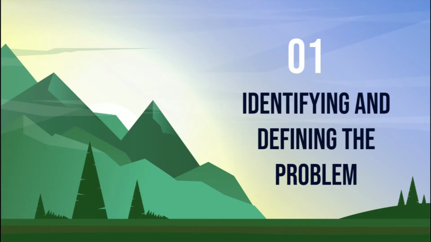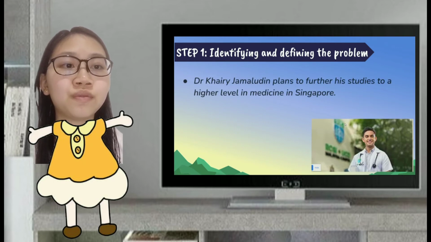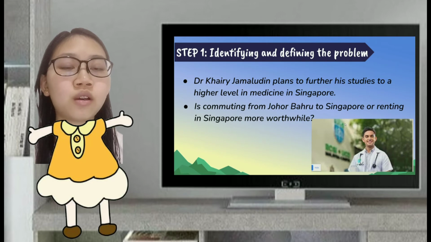Step 1. Identifying and defining the problem. First, I'm going to talk about the first step of mathematical modeling, which is identifying and defining the problem. Dr. Kari Jamaluddin plans to further his studies to a higher level in medicine in Singapore. However, he is not sure whether commuting from Johor Bahru to Singapore or renting in Singapore is more worthwhile.